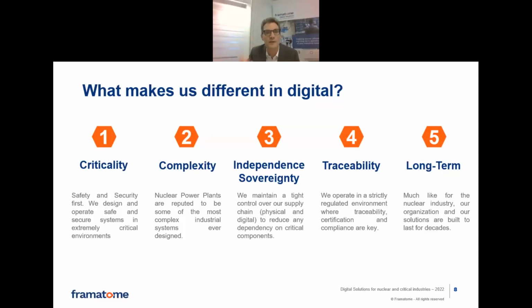Criticality: we deal with critical systems that cannot fail. Complexity: there's no more complex system than a nuclear power plant, or very few. Sovereignty and independence: you need to maintain tight control of your supply chain. You cannot depend on third-party software that you do not control. Traceability, number four. Those are the consequences of operating in a very regulated environment. You need to prove that the value you're bringing is actually dependable. And finally, long term. You need to be here for the long term.